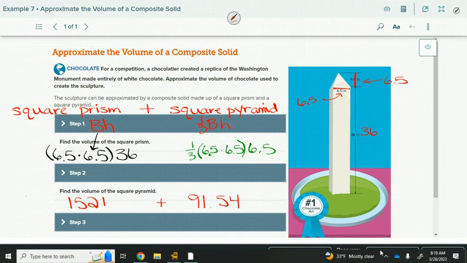Okay, then add those together. And what are we going to get for our final answer? Did I add that together right? Check my math. Let's see if I added those together. Okay. That, and then I'm going to label this. So we are in inches cubed. And there's my volume. So that little model version of this, add them together, and then you'll get that.